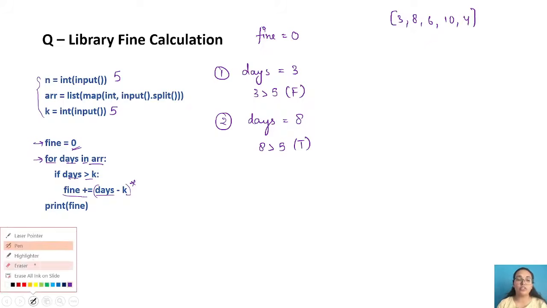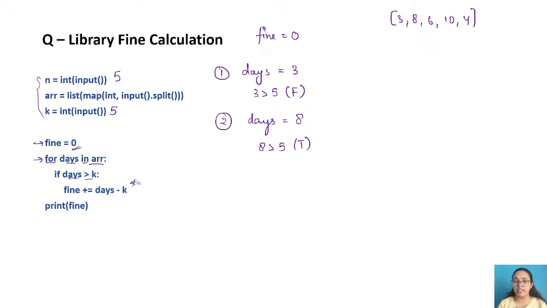And if you're not very good with this, if you don't know very advanced level of Python, and if you don't understand this particular statement, what you can do is create two variables. In the first, you can find the difference or the fine, and in the second, you can add it to your fine variable. That's it. I guess that will be much easier for you. First, you can find the difference, and then you can add the values to your fine accordingly.